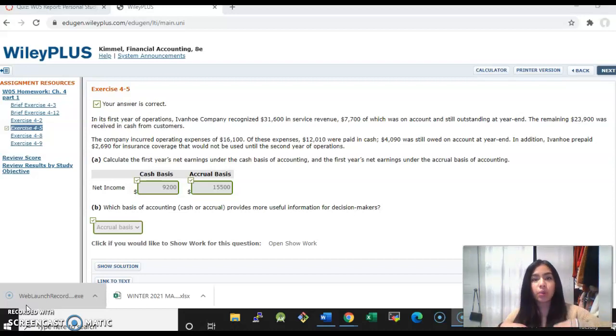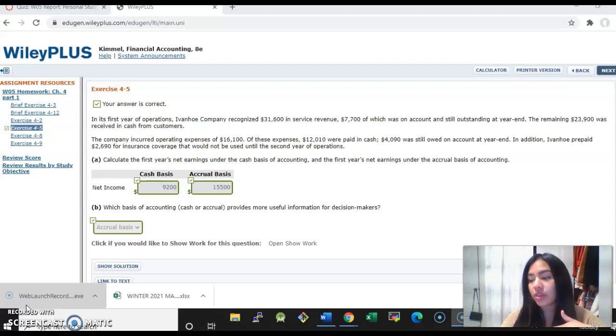In order to understand what these two things mean, we need to understand what cash basis means. Cash accounting records revenue when cash is received. Accrual is the opposite, recording revenue when it is earned. So there are a lot of numbers here, and you need to understand what you actually need to calculate.